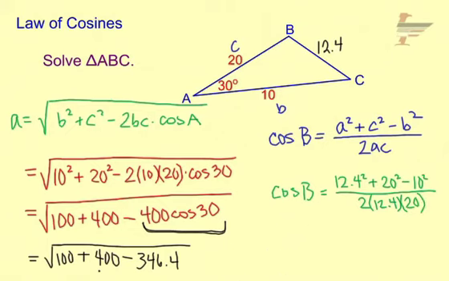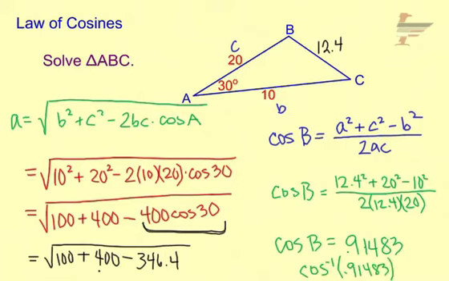I'm going to get rid of some of that. If we do all of that math, we end up with cosine of angle B equaling 0.91483. Cosine of B equals that decimal, so to get the angle, we do our inverse cosine of 0.91483, and that will give us angle B equal to 23.8 degrees. So that was all for angle B. Angle B is 23.8.